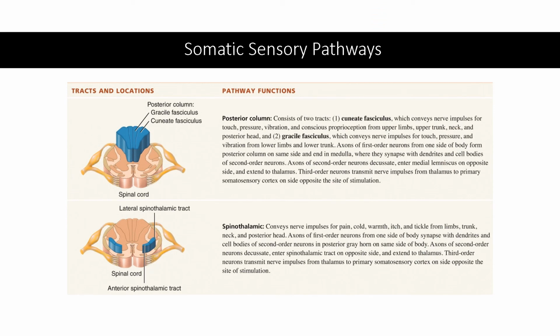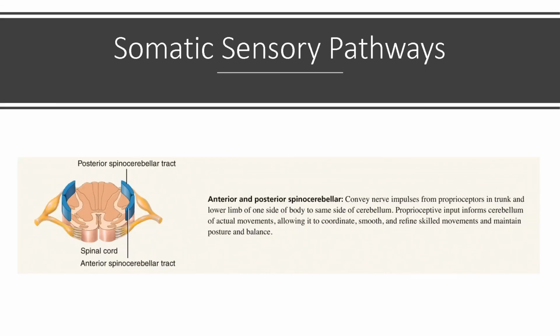So we've discussed all of these already, but this really nice table summarizes them all, and it gives a nice picture of where they're found in the spinal cord or brainstem. So here we have those somatic sensory pathways on this slide and the next slide. So here we have the posterior column medial lemniscus pathway. Remember, that consists of the gracile fasciculus and cuneate fasciculus. And then we have the spinothalamic pathway that conveys the impulses for temperature, itch, pain, and tickling. And then lastly on this table we have the anterior and posterior spinocerebellar pathways. Remember, these are going to conduct nerve impulses for proprioception, mainly in the trunk and lower limbs.